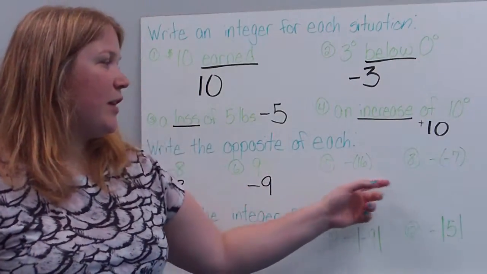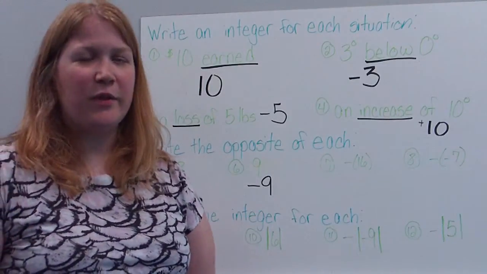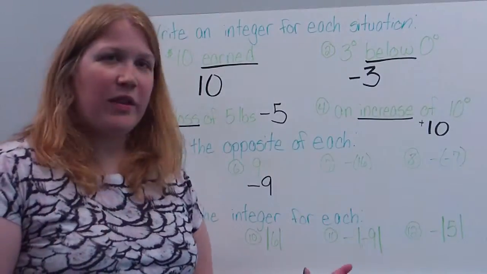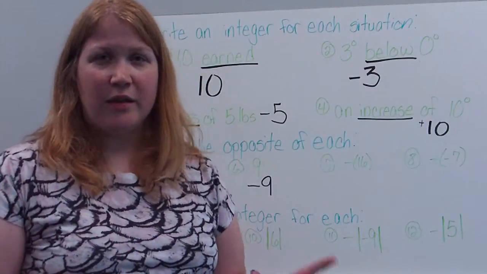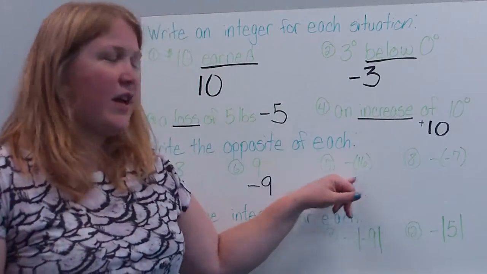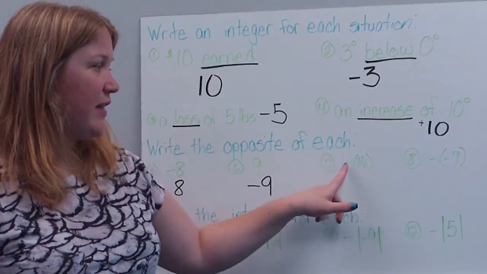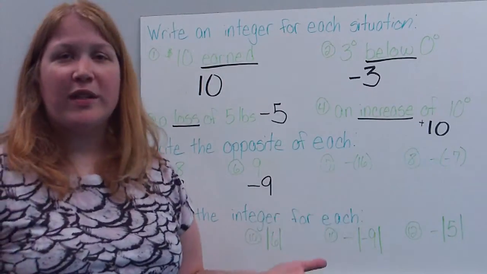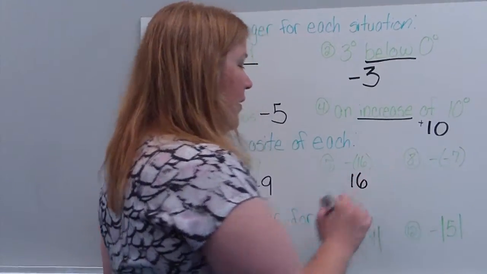Here's one, and I threw this in here because our workbook sometimes likes to throw these ones at us. Don't let these parentheses confuse you. Sometimes they do that just to let you know that they're denoting that it's a negative number. Sometimes they throw them in there just to see if they can confuse you or throw you off. They don't really mean anything here, so don't worry about them too much. Here I have 16. I have a negative in front of it. So what is the opposite of -16? That would be a +16.